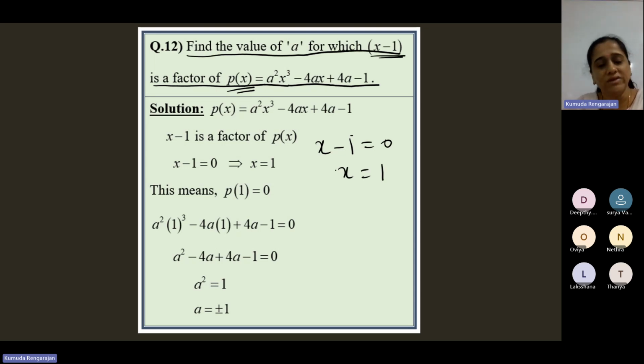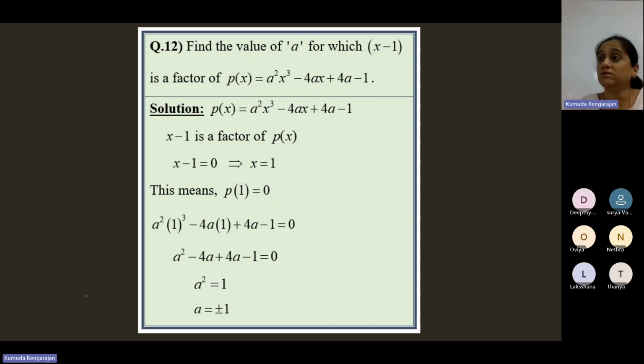It's given that it's a factor. So if it's a factor, what will be the remainder? 0. So that means P of 1 is equal to 0. This is the equation. And how do you expand P of 1? In P of x, wherever there is x, use 1, right? So that's what you see here, is equal to 0.